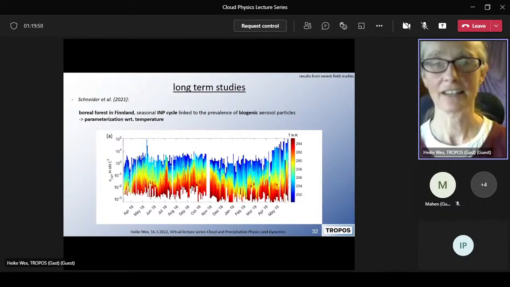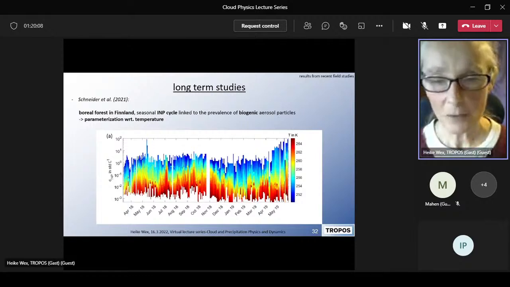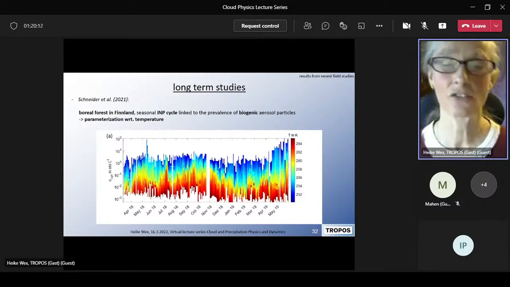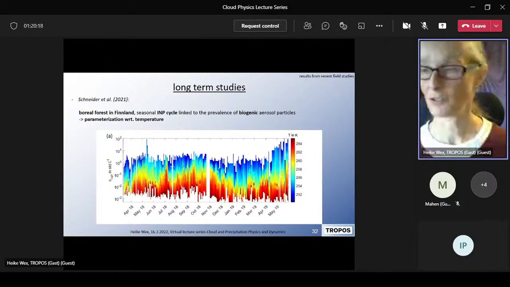For instance, there is this one, Schneider et al. from a boreal forest in Finland. They measured for over a year. Now, one INP spectrum here would be one of these lines. You see the concentration again here as usual, but you see the temperature where freezing happened color-coded. Actually, it's a pretty clever way to show that.